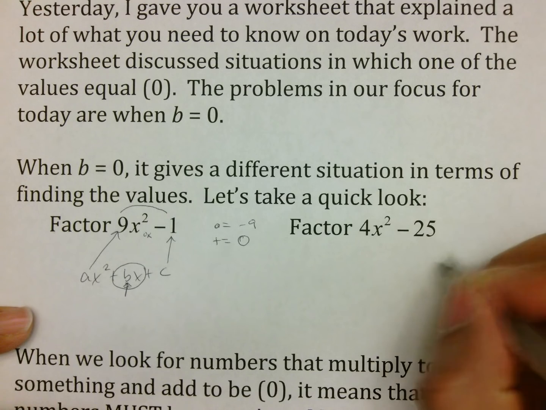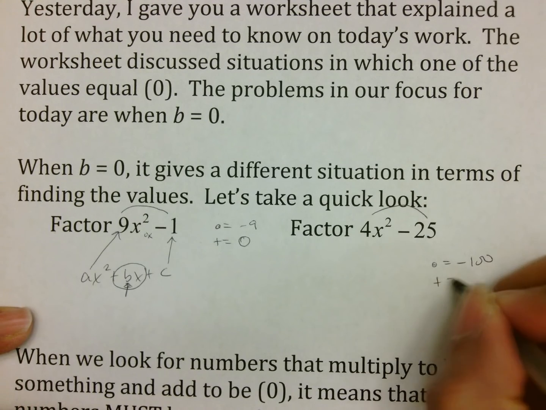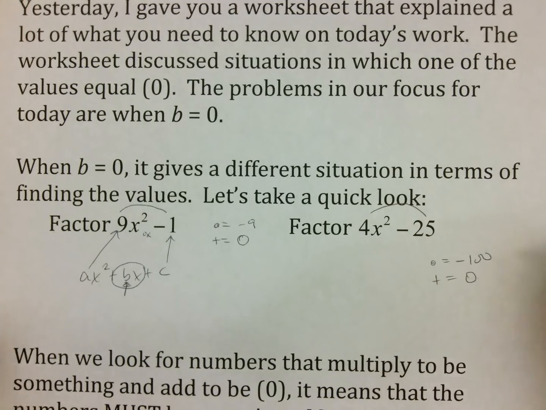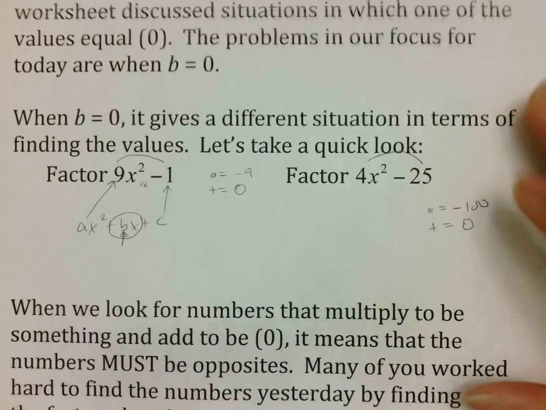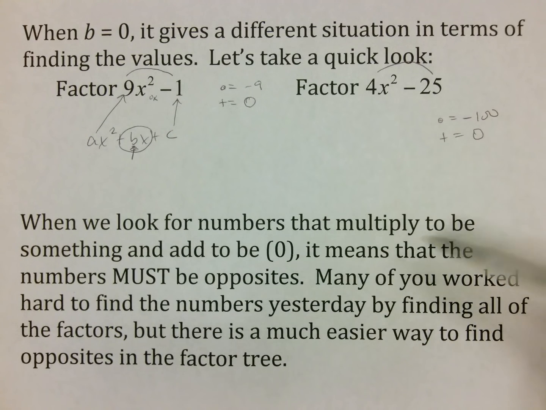Just like this one, we will be looking for numbers that multiply to be -100 and, because there's no x term, add to be 0. And so that is something that was different that I tried to introduce you to yesterday. Again, when we're looking for numbers that multiply to be something and add to be 0, it means that the numbers must be opposites. That's what we discussed yesterday.